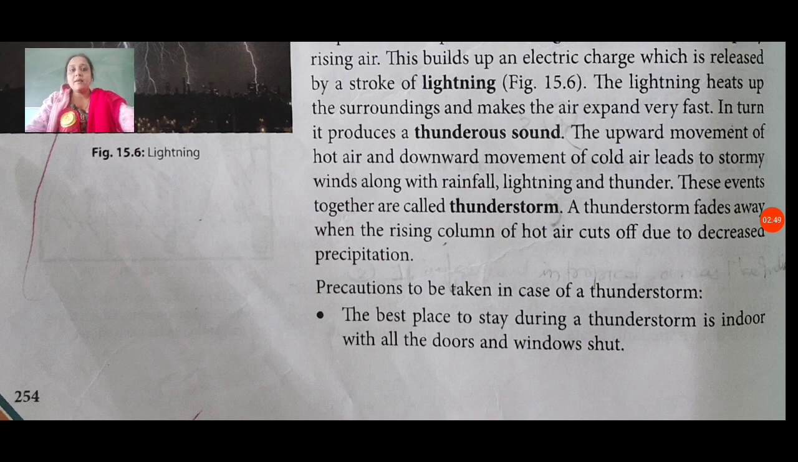Precautions to be taken in case of thunderstorm. How we can protect ourselves. The best place to stay during a thunderstorm is indoors with all the doors and windows shut. When you get this type of situation, the best place to stay is your home. Go inside the home, close all doors and windows, and keep yourself indoors.